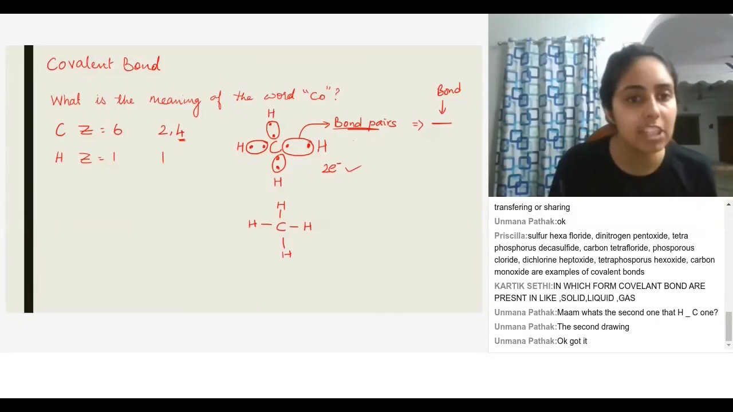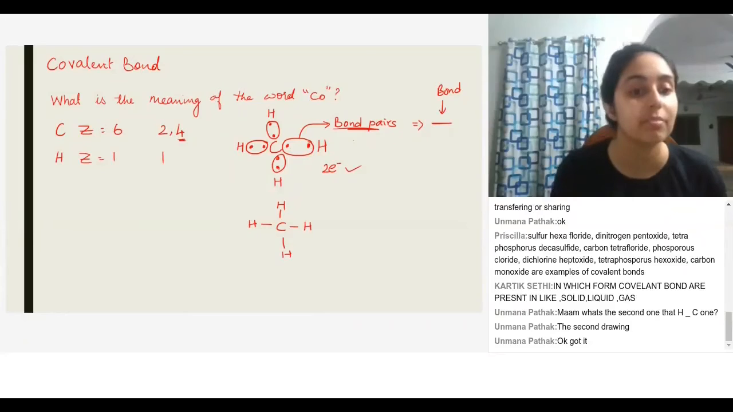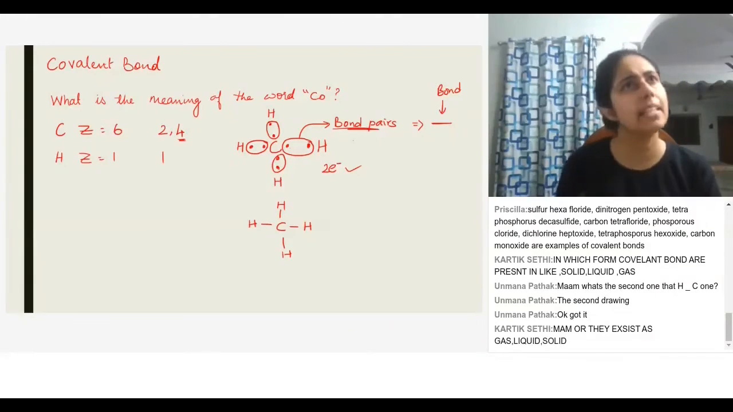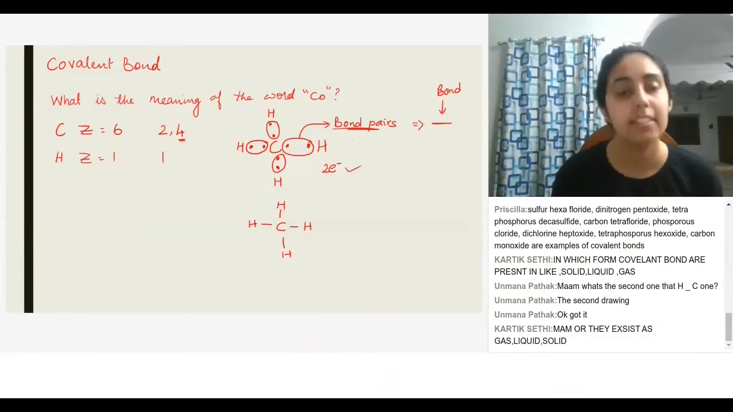In which form are covalent bonds present, like in solid, liquid, gas? Okay, good question. Let's see. So definitely gas. It can be present in liquids also, and I would say solids as well. Yes, ma'am, because sugar is a covalent bond in solid. Ma'am, sugar is a covalent bond.